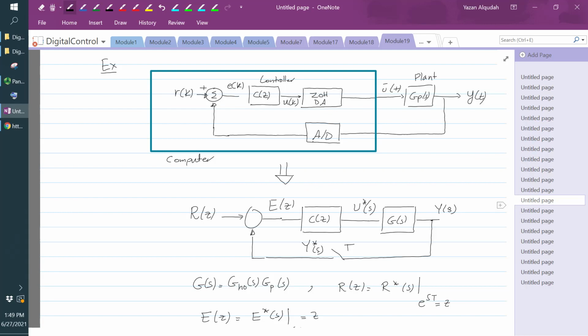Okay, let's look at another example. Now this is a practical example. Let's say we have a computer that we're going to use to control some physical variables. So this could be the plant, could be the temperature in a chamber, the temperature in a room. This could be the position of a motor. This could be the fluid level in a tank.